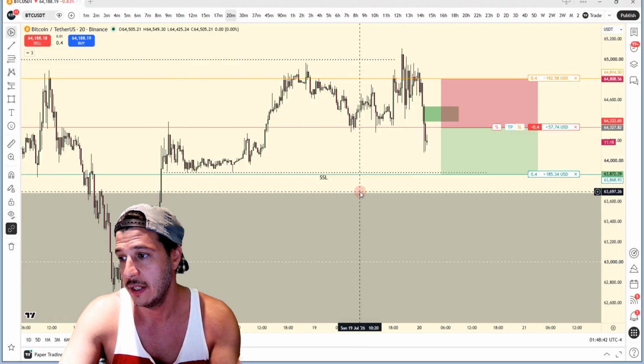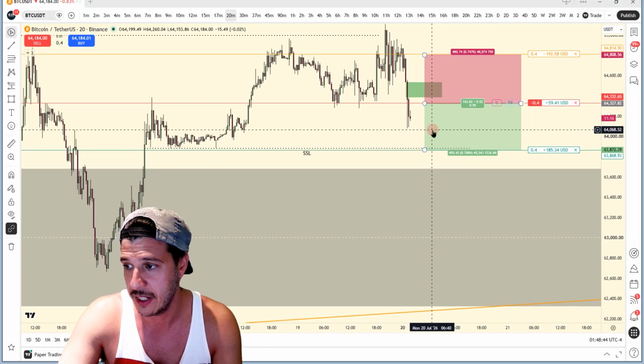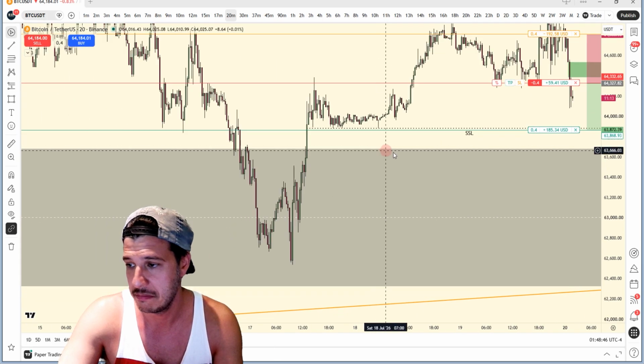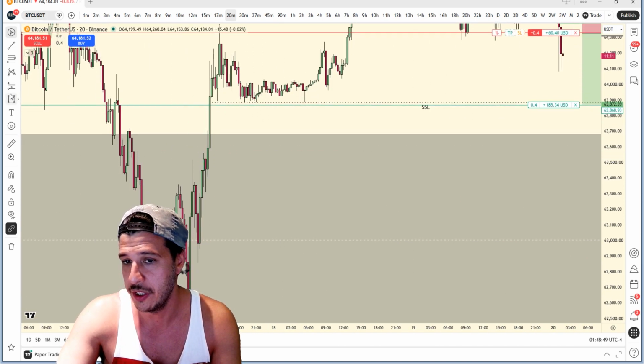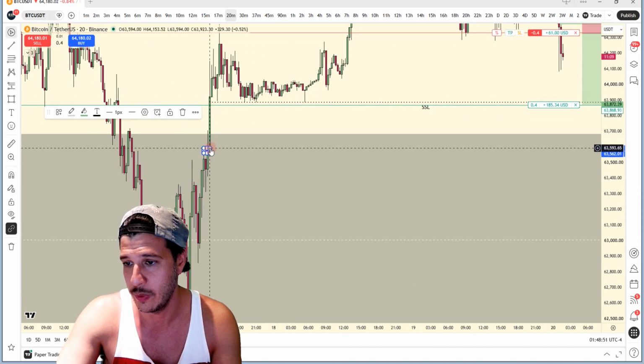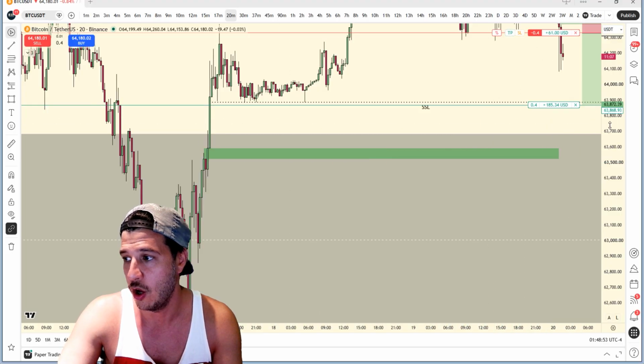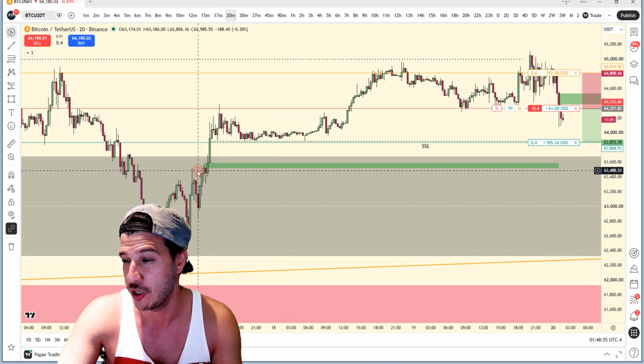like I said. Now you can even have even more discretionary targets, like this zone here. Why? There's a nice wickless candle. It's a nice gap. On this time frame, it's a very clear structural OB.